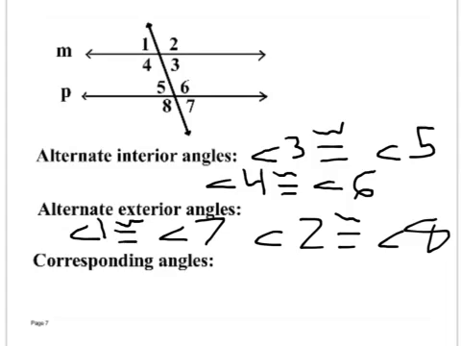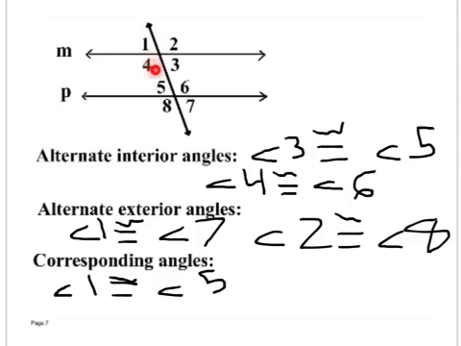Now, we have corresponding angles. Angles that are on the same side of the line that are equal to each other. So of angle 1, what angle would be corresponding to it? What angle is congruent to it? We have 1, 4, 5, and 8. Which one's equal to angle 1? 5. Angle 5. They're corresponding because they're on the same side and they're congruent.